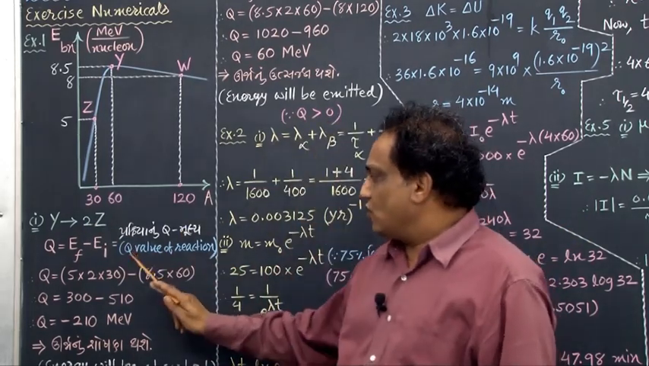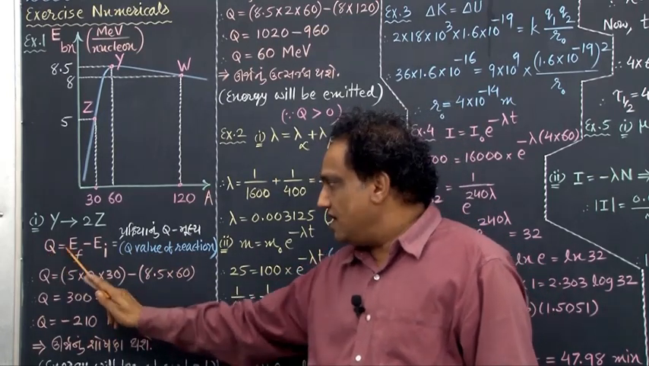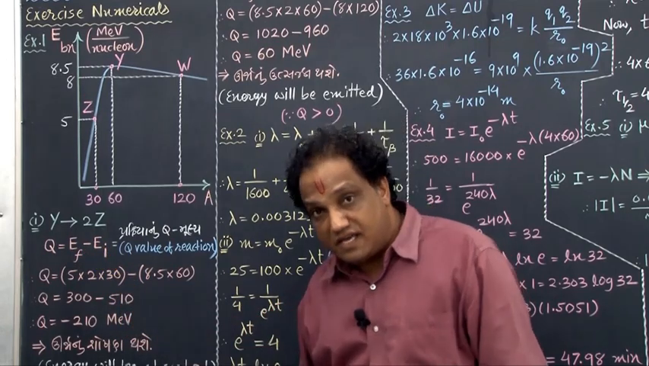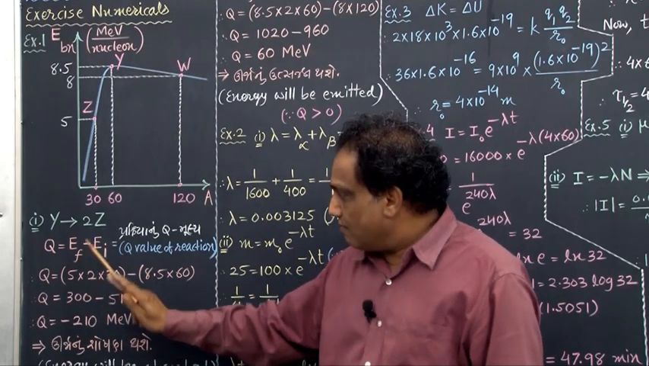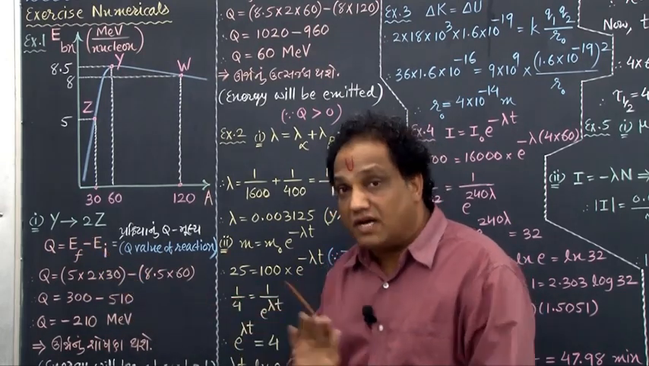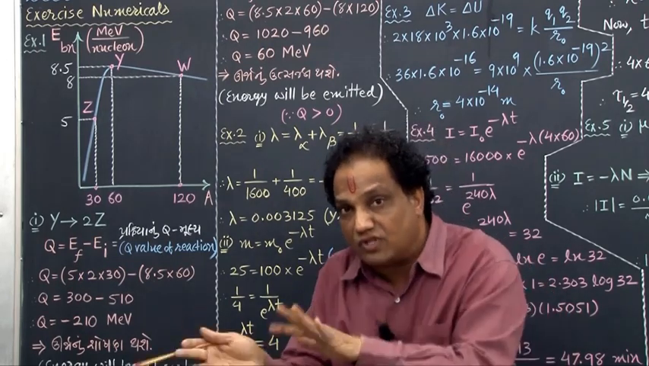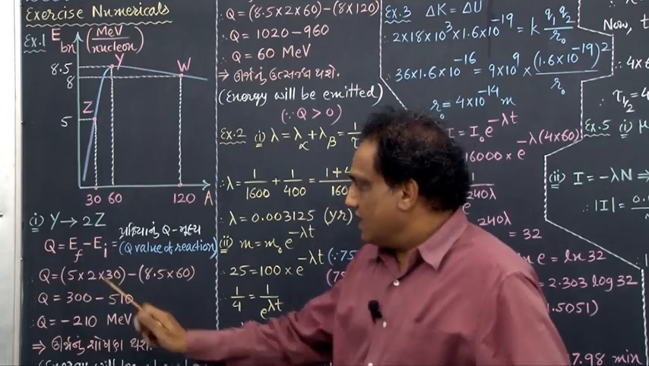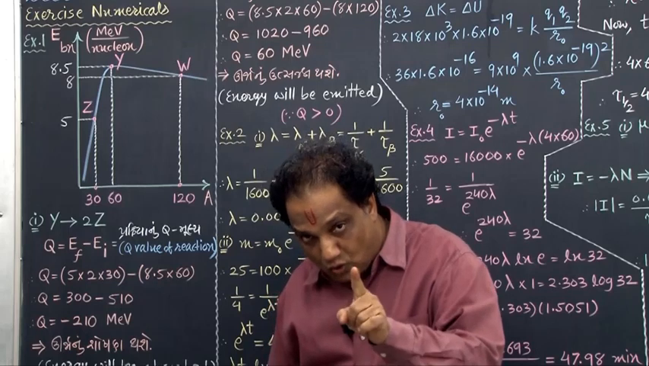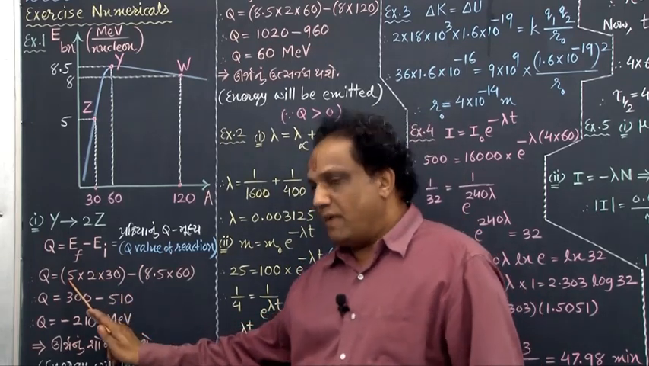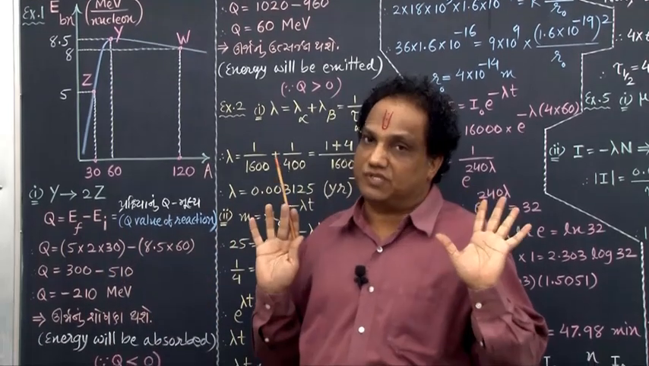What is the formula for Q value of reaction? The formula is Q equals to EF minus EI. That is total binding energy in the final condition minus total binding energy in the initial condition. Final means after the reaction, initial means before the reaction. Correct? Fine. Now to find out total binding energy in the final condition, what you should do? You should multiply binding energy per one nucleon with a total number of nucleons.